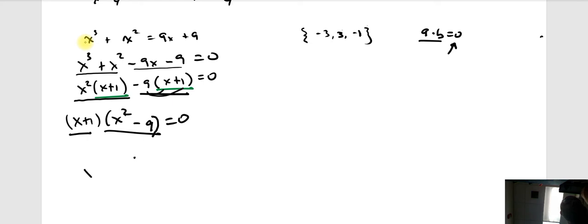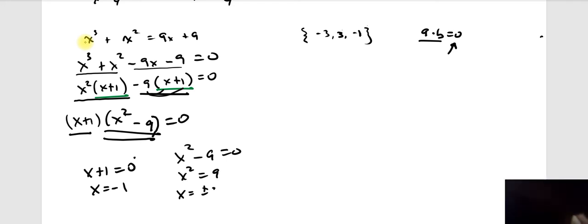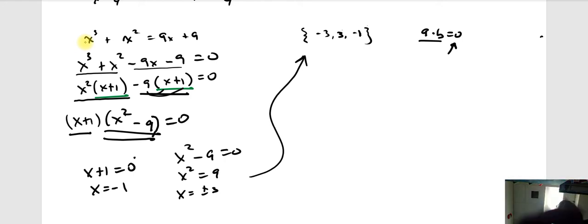So possibility number 1, perhaps x plus 1 equals 0, in which case x would be minus 1. Or perhaps x squared minus 9 equals 0, in which case x squared is equal to 9, and that has solutions of x equals plus or minus 3. And I'm looking up at our solution set here, and we're going, yay, and we'll move on.